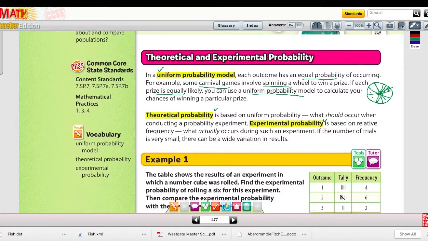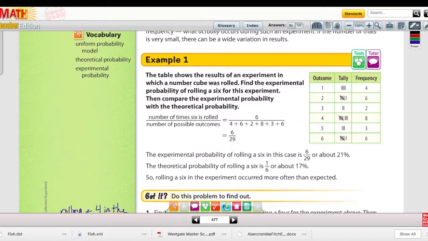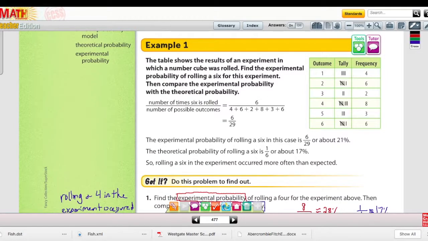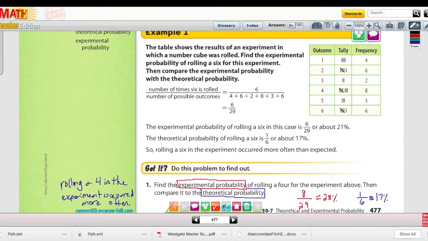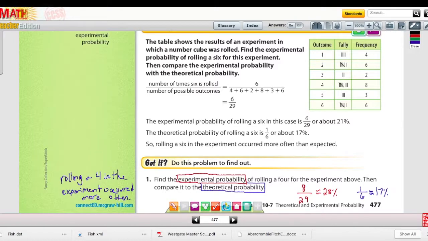On the bottom of page 477, you have example 1. And we have a table that shows the results of an experiment where a cube was rolled. And we know that a cube, a typical dice, has 6 sides, and so there's 6 outcomes. And here they recorded the outcome of this experiment with tally marks, and then counted the frequency with a number. When we're finding the experimental probability, we're finding out what actually happened during the experiment, whereas the theoretical probability is saying what should happen when we're rolling that dice.